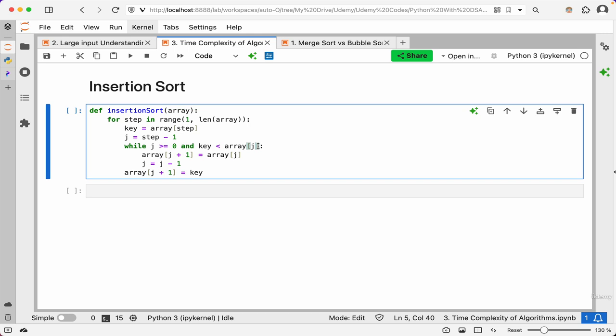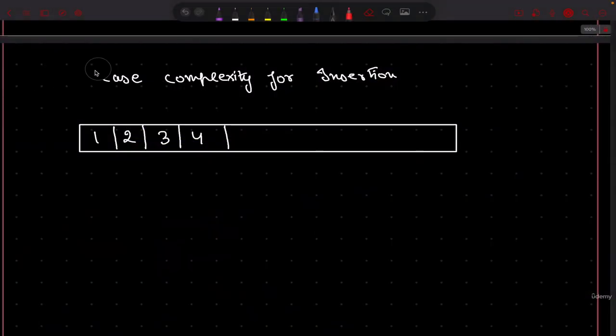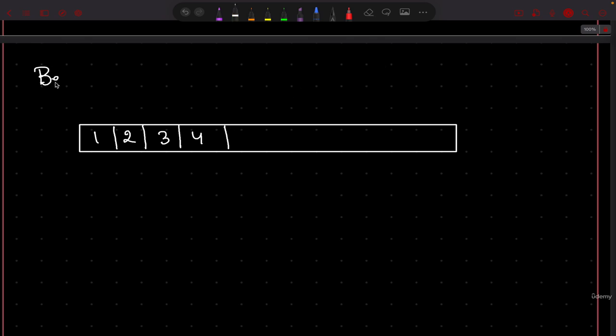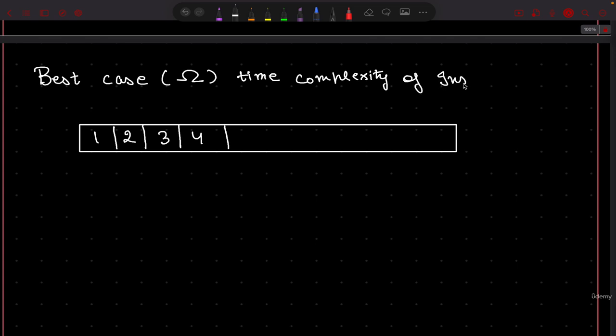So on that note, what we see is that we will just be doing some k operations, right? We will be just doing these k operations, and these k operations we will be doing for n-1 elements. Okay, so I will just write it here as well. Let me just write it a little bit nicely. Best case, and it is also known as omega, right? Omega time complexity of insertion sort.